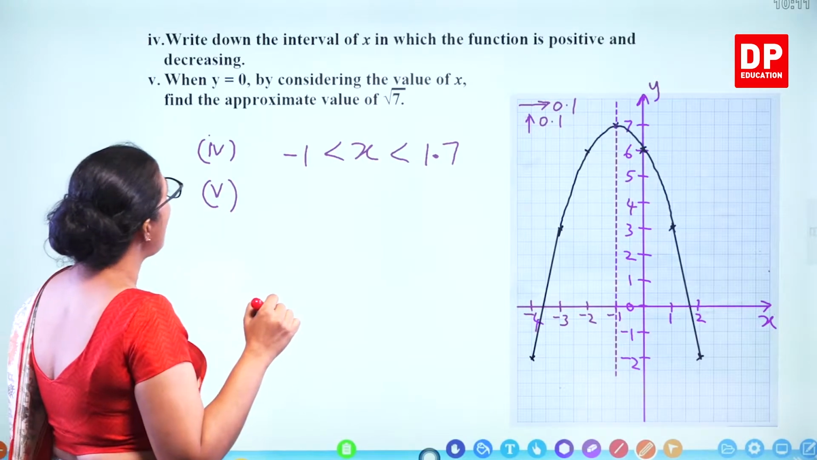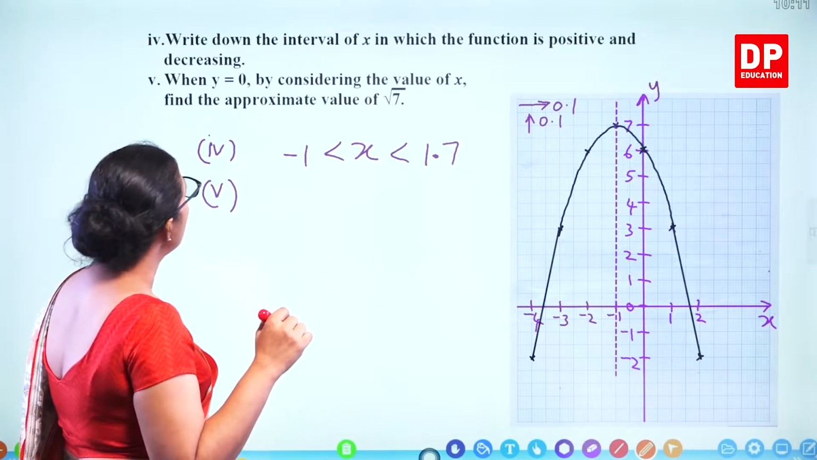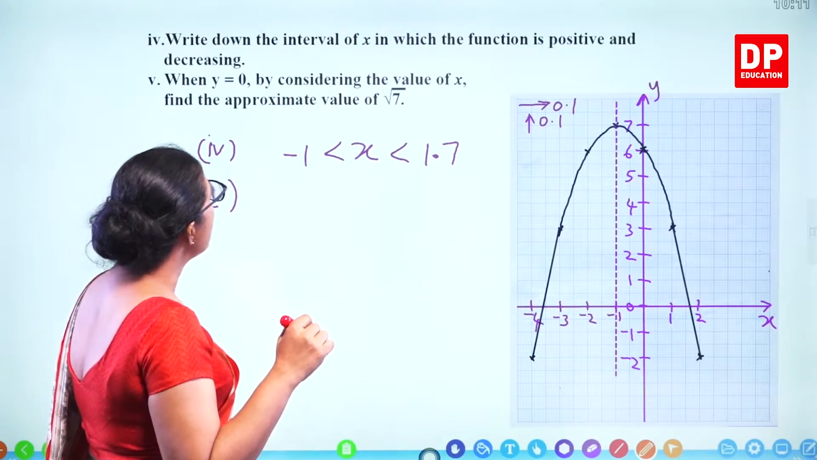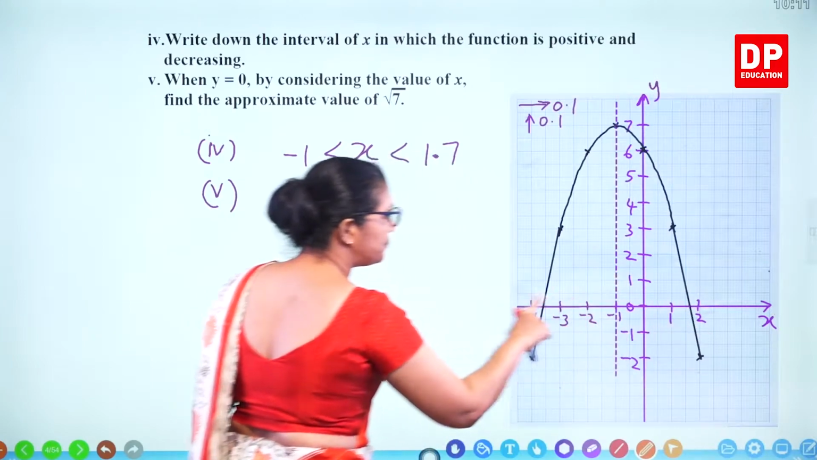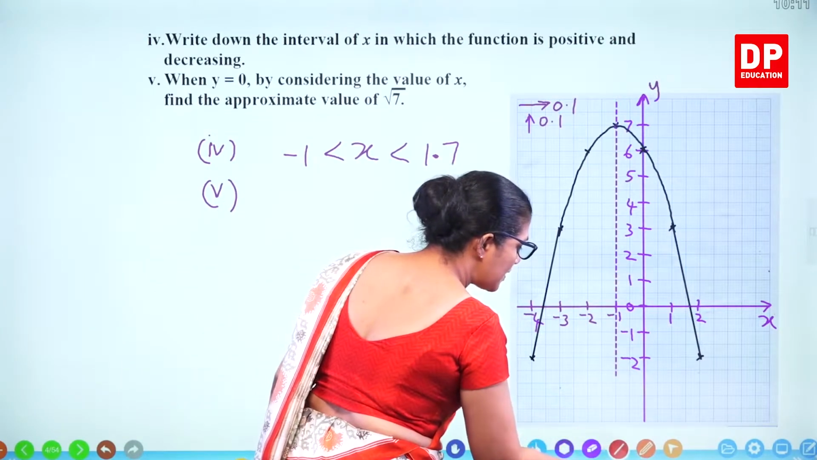5th one, when y equals 0, by considering the value of x, find the approximate value for root 7. So y equals 0. So what's y equals 0 means?